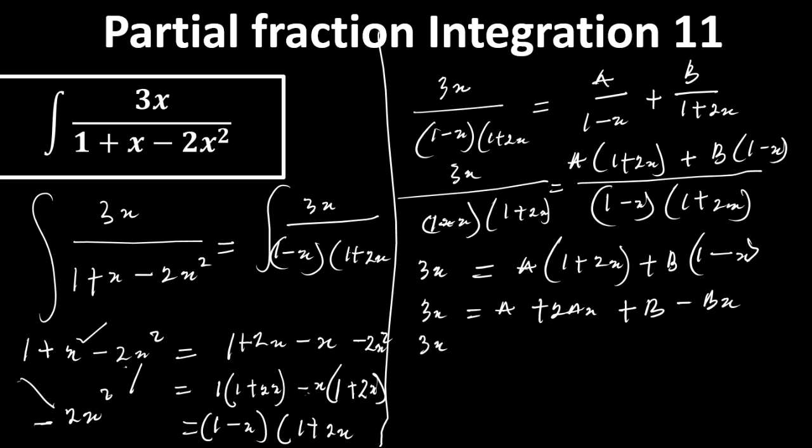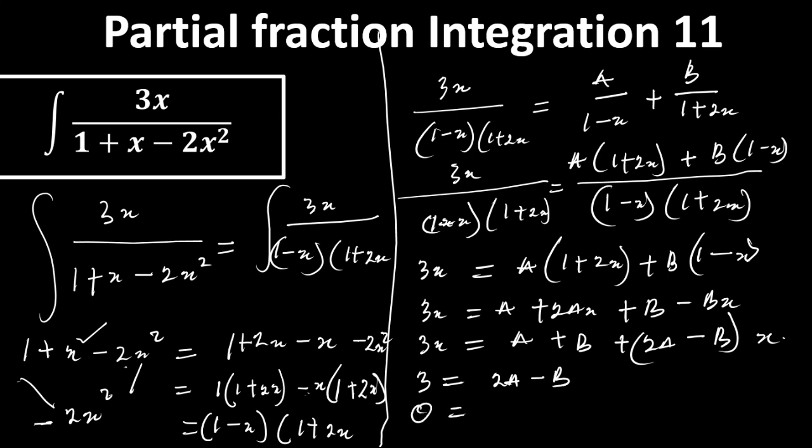Let's collect like terms so that my 3x will be the same thing as A plus B plus 2A minus B into x. Now we can equate coefficients, so that my 3 is the same thing as 2A minus B, while my 0 will be the same thing as A plus B. Let's call this equation 2, to manage space. Let's call this equation 1. From equation 2, I can deduce that A will be the same thing as minus B.